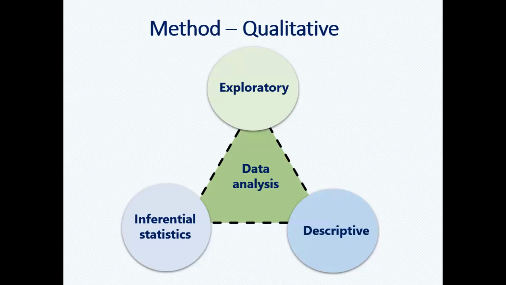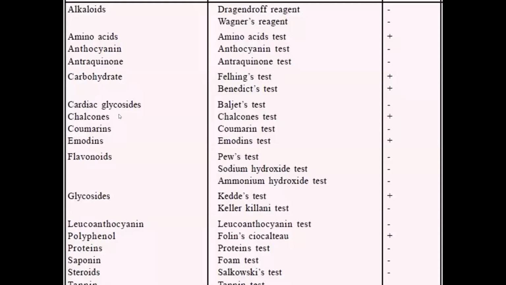So we will see an example of a sign test method. Okay, see here. This is called a sign test method, where you just report positive or negative. On the left side, there are metabolites like alkaloids, anthocyanins, coumarins, and all that. And these are the tests available. So when a test is performed, you report whether it is present or not.